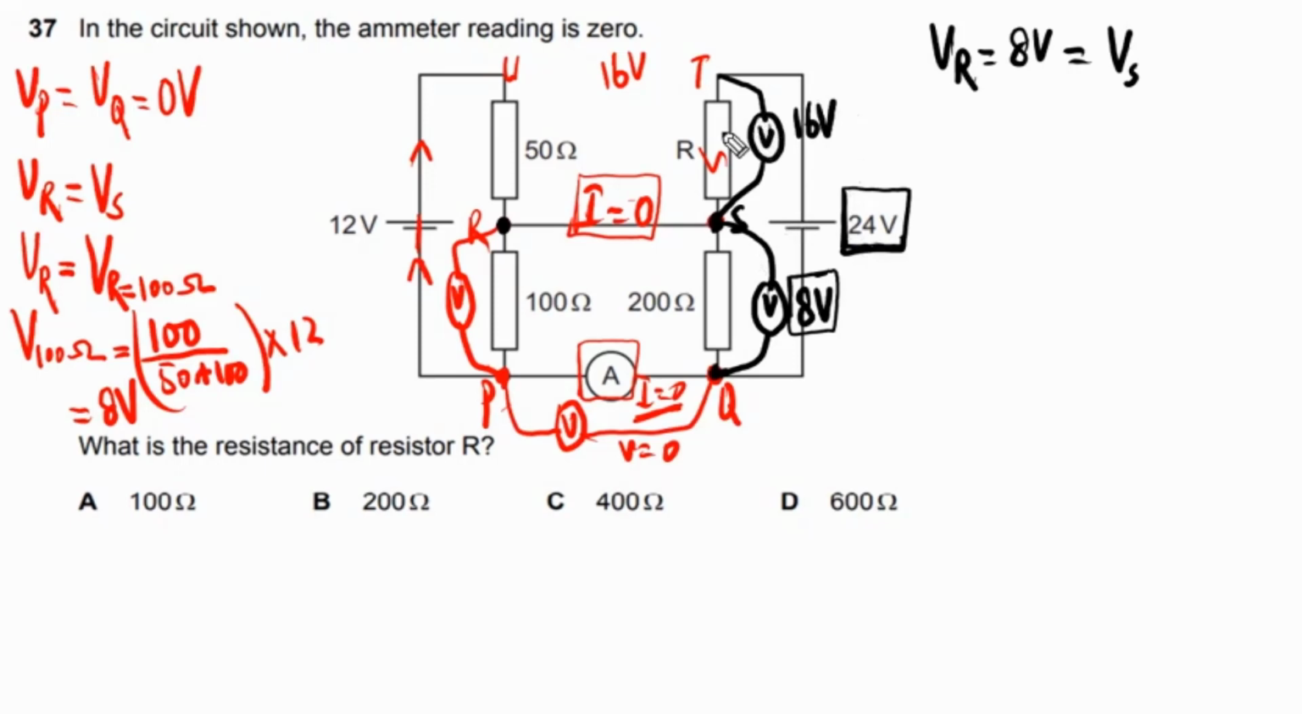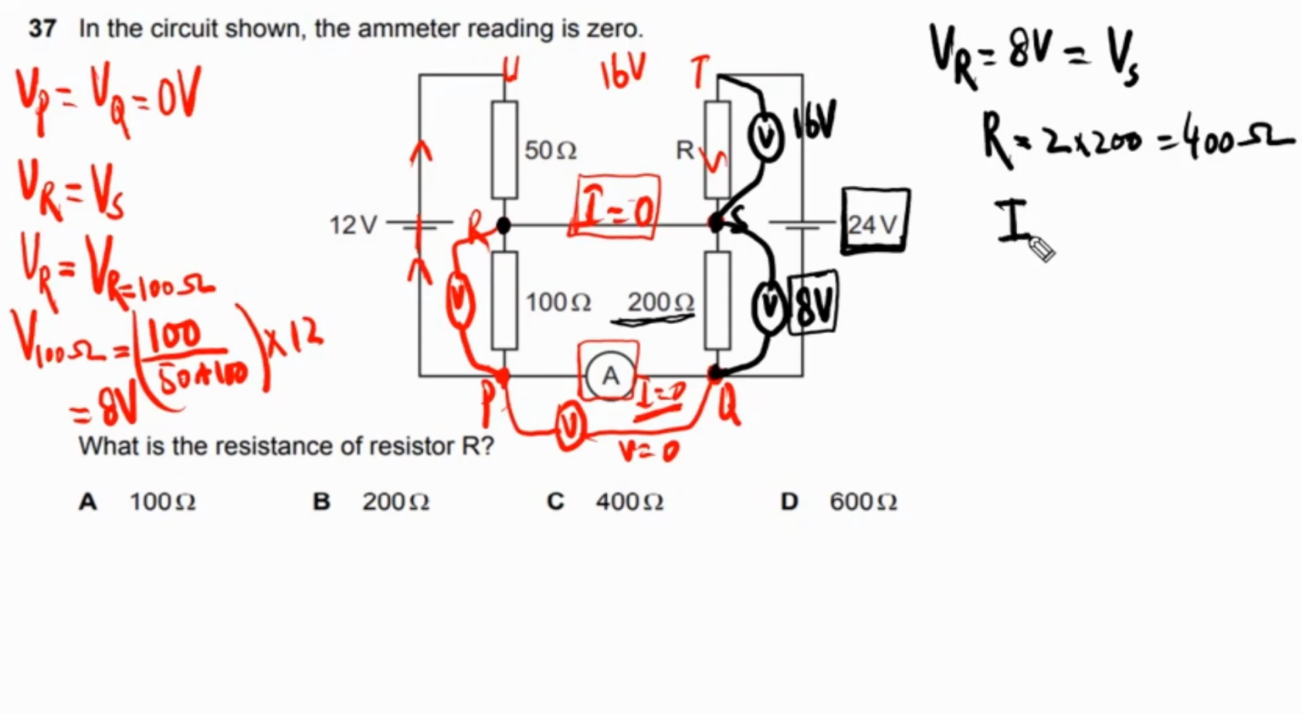Now as you can see here, resistor R and the 200 ohm resistor are connected in series. It means the same current is passing through R and through the 200 ohm resistor, but the potential difference across R is double the potential difference across the 200 ohm resistor. From here we can conclude that R is 2 times 200. So the resistance of R is equal to 400 ohms. Or we can also find it in a different way.